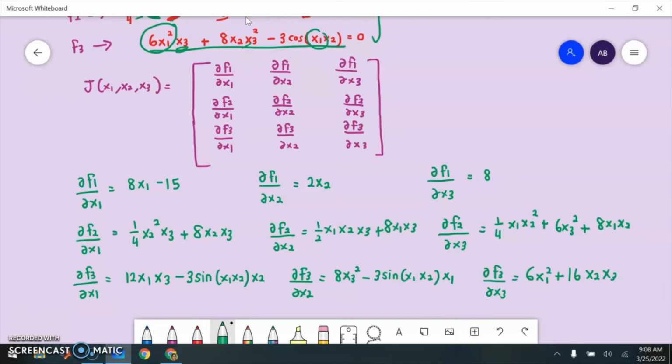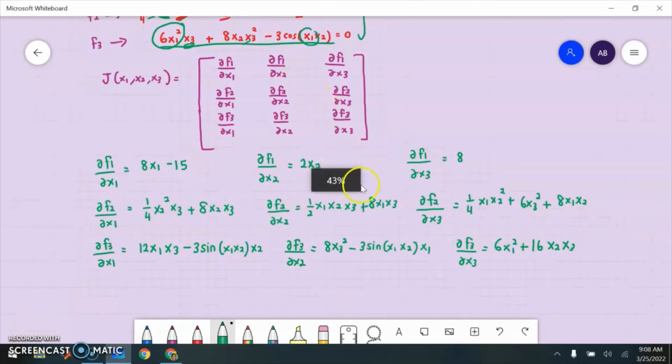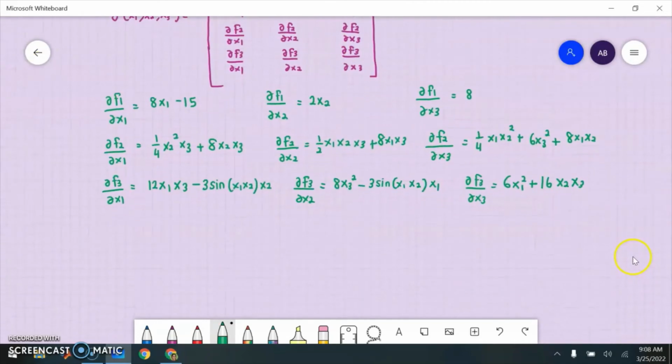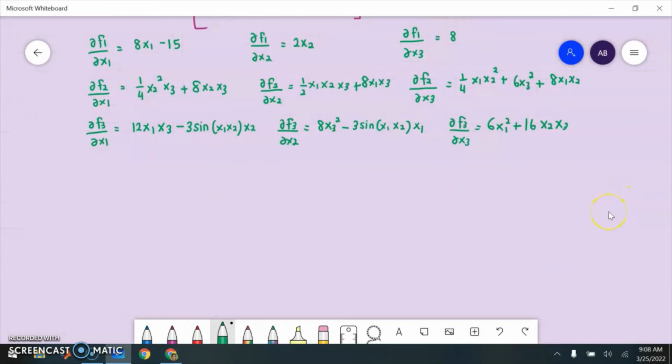Okay, you will lose one power. That will give me x3. And then 2 times 8 is 16 x2 x3. Okay, and there is one more. Done. Look at our Jacobian matrix here. It's a big function. All I gotta do now is put that in this matrix.